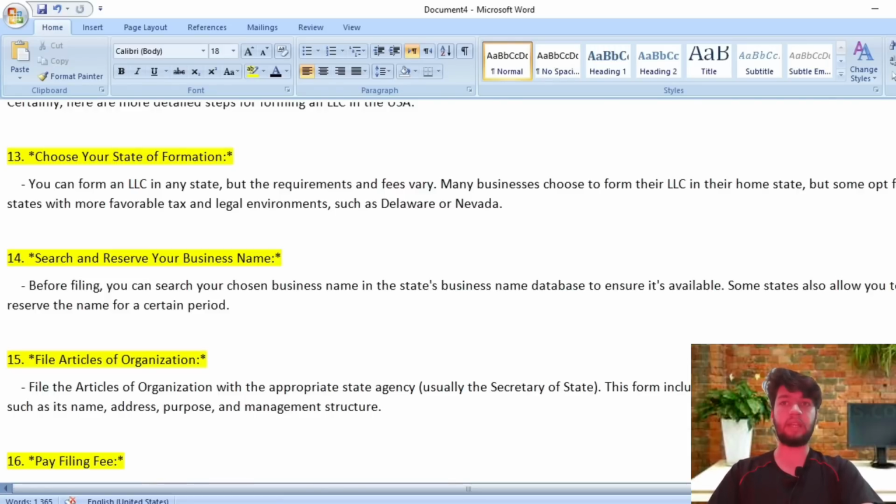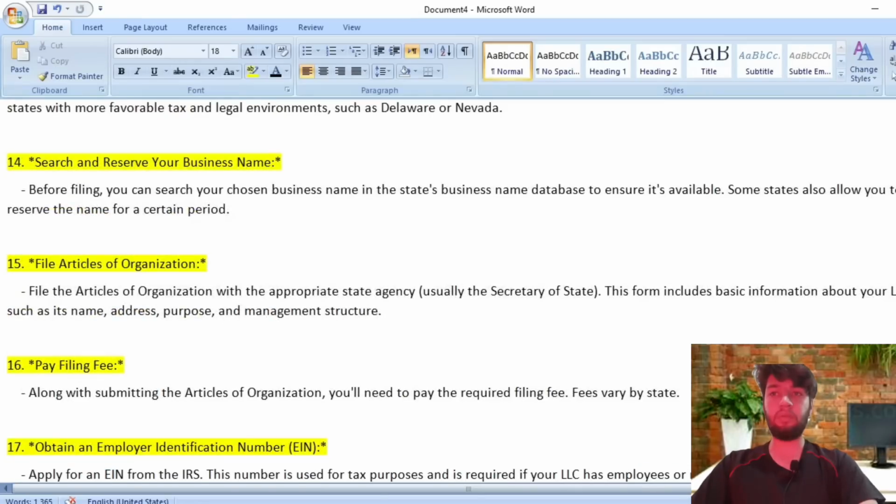File articles of organization. File the articles of organization with the appropriate state agency, usually the Secretary of State. This form includes basic information about your LLC, such as its name, address, purpose, and management structure. Pay filing fee. Along with submitting the articles of organization, you will need to pay the required filing fee. Fees vary by state.